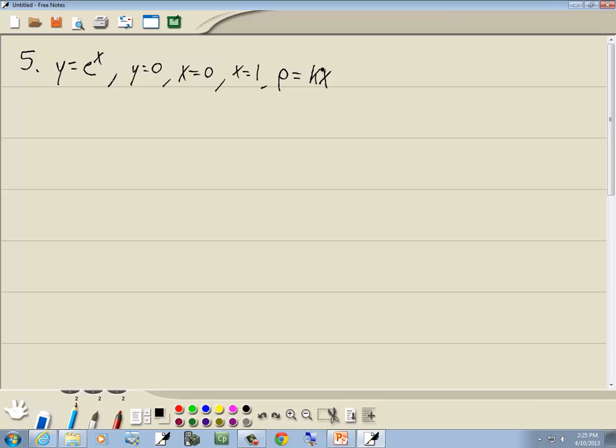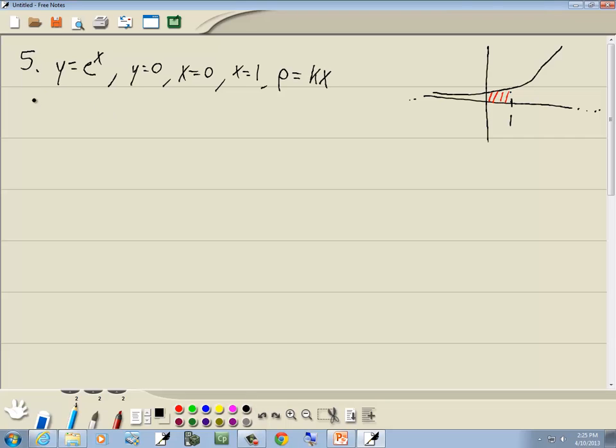And we'll grab a drink here. Okay. First off, let's kind of graph this. Y is equal to e to the x. Kind of goes up like that. Y is equal to 0 is the x-axis. X is equal to 0 and x is equal to 1. We're looking at this. This is our region of integration.